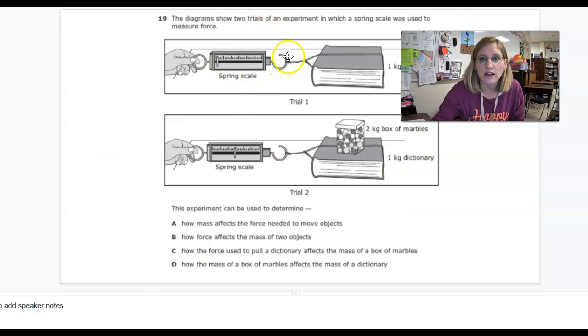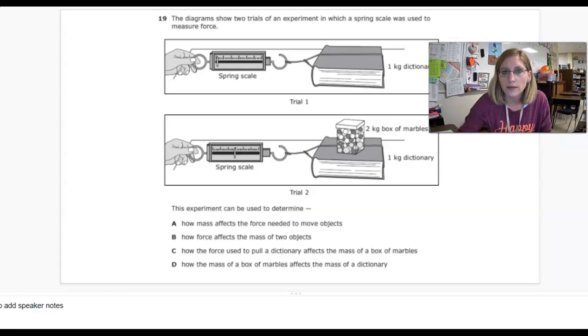This is our spring scale that we used that one time in the lab. This is a diagram showing two different trials of the spring scales that can be used to measure force. So here's our first trial, and here's our second one. This experiment can determine what? If we look carefully at the scale, this one over here is not using much force. This is using a little bit more force. So how does that help us?